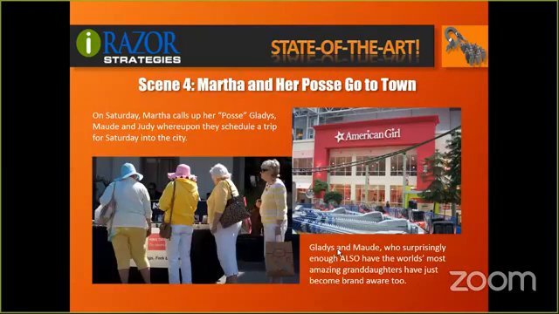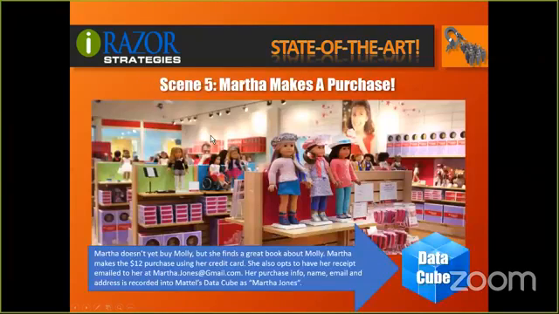Scene 4, Martha and her posse go to town. So on Saturday, Martha calls up her posse, Gladys, Maud, and Judy, where they schedule a trip for Saturday into the city because she wants to see the American Girl store for herself. So Gladys and Maud, who surprisingly enough also have the world's most amazing granddaughters, have also just become brand aware, but they haven't even been in the store or seen an ad or visited the website. Okay, so that's scene 4.